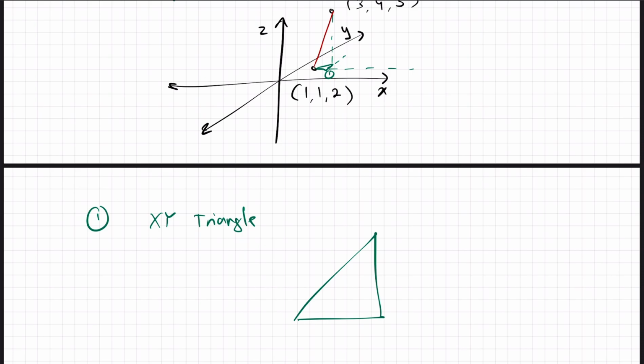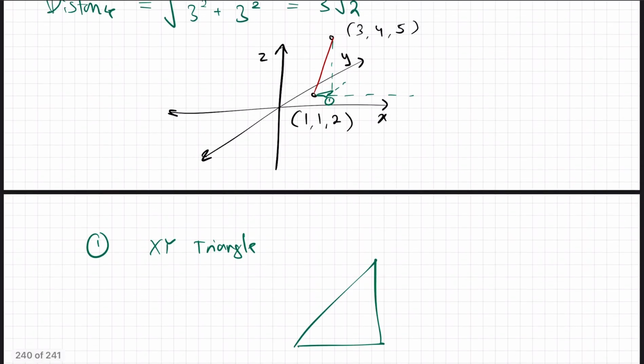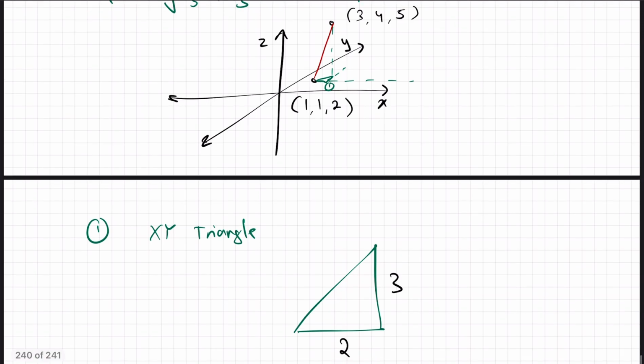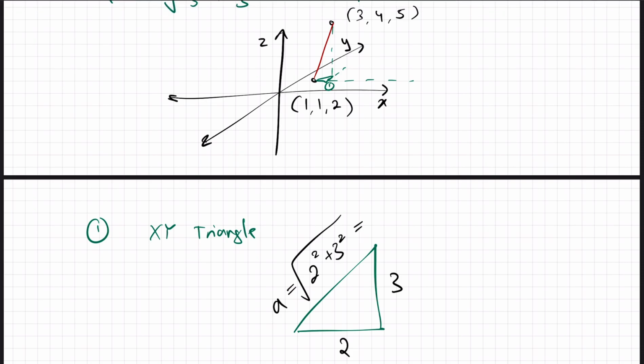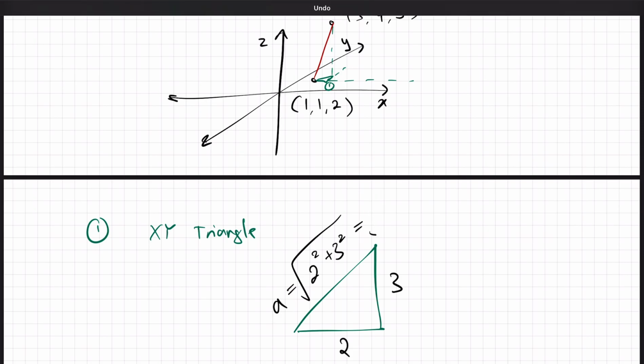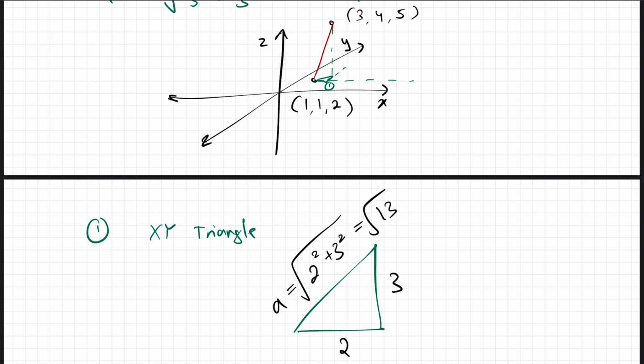So the xy triangle is going to have a base of 2 and a height of 3. See these distances there. And then we can work out this distance here. Let's call this A for now. This distance is just going to be the square root of 2 squared plus 3 squared, because we've taken everything onto one plane, so now these are essentially just 2 points, and that's equal to the square root of 13.